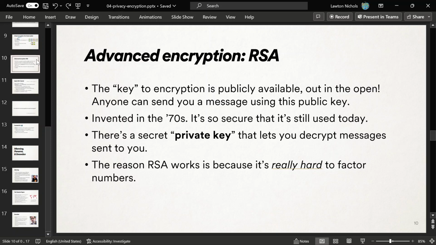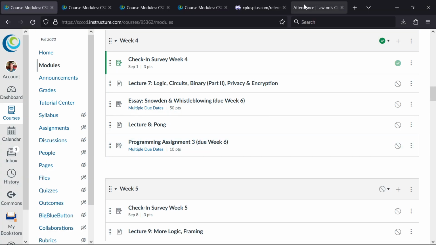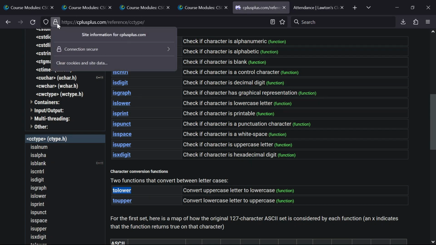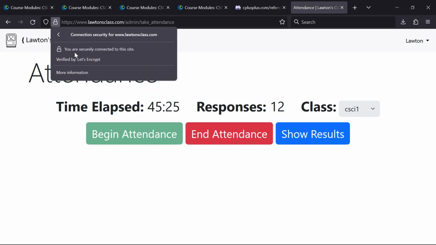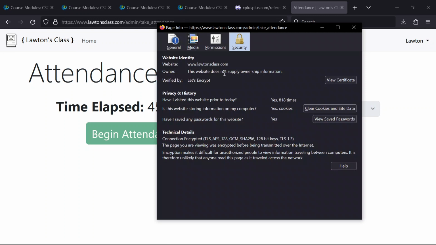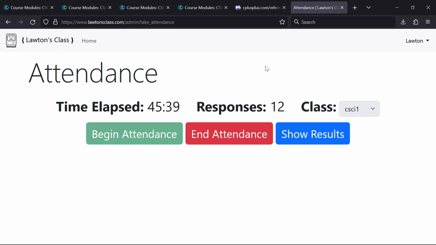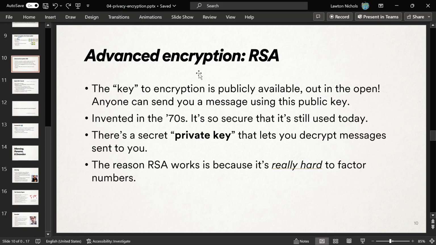Do I have an example of that? Like, I don't know, the class website. Can I stop attendance, by the way? Do that if you haven't. If you go to any website, including the class website, there's a little lock there. Connection secure. Tell me more about that, Firefox. More information. Ooh, view the certificate. What is happening here? There's a lot of stuff going on. Elliptic curve, SHA-256 with RSA encryption. Cool. So it's telling me about how my traffic is safe being sent to the class website.